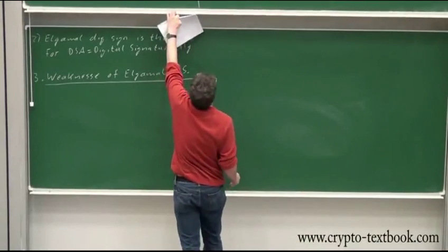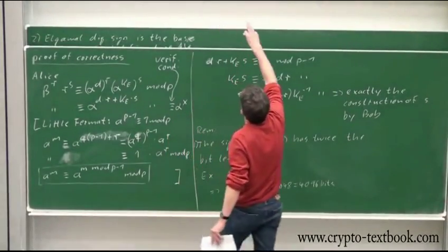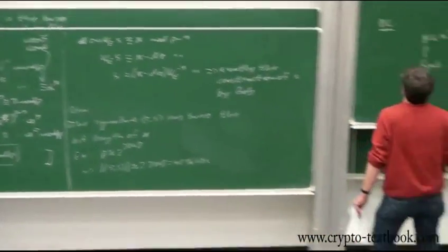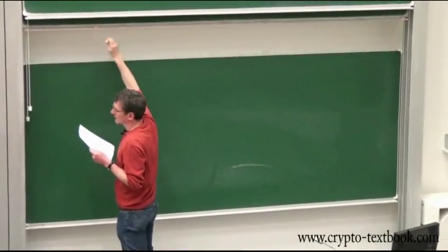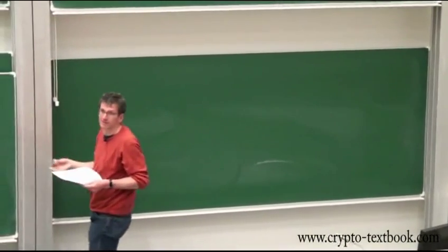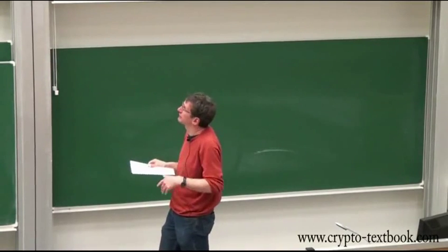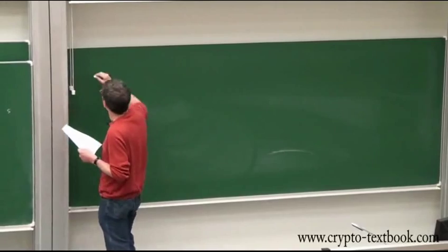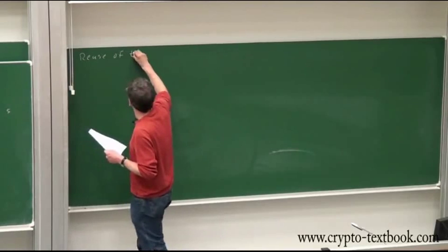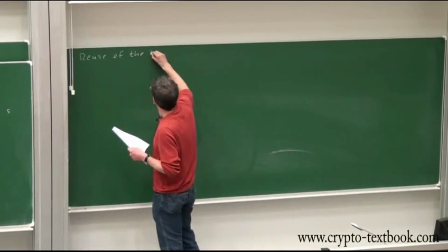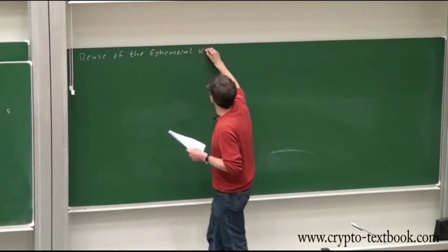Okay, so we're going to look at this board that we have over there, and I'll start with the first of 2 attacks. I don't know whether you want to call them attacks or weaknesses or pitfalls, whichever term you want to use. And the first thing that we look at is the reuse of the ephemeral key.